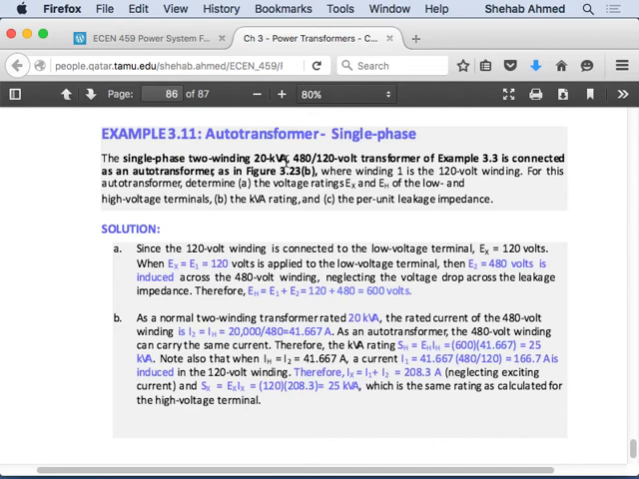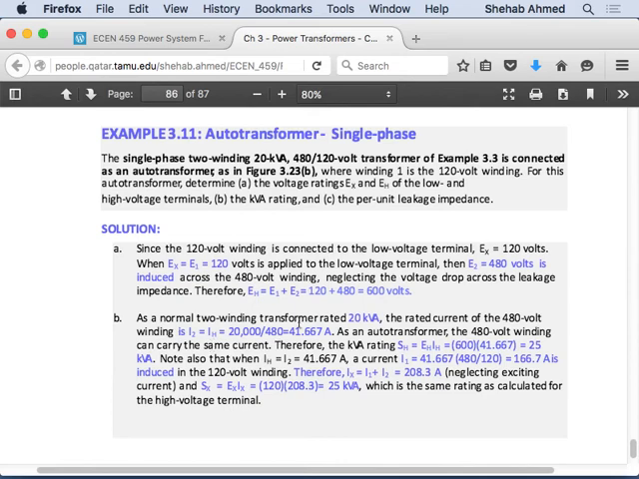You have to find the rated current, and then now you know that the rated voltage on the secondary side is 120 plus 480. So take the rated current on the secondary side, multiply by the new rated voltage. So this 20 kVA will change, right? So now that's the new rated current, and then we can look at the per unit solution. Let's look at the solution first for A and B. Since the 120 volt winding is connected to the low voltage terminal, E on the low voltage side is 120, as we said. So E1 is 120, E2 is 480, and the high voltage side voltage is E1 plus E2, which is the 600 volts, right?